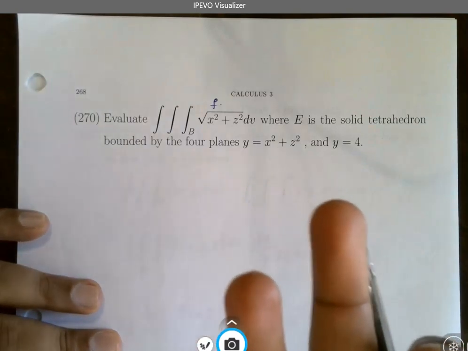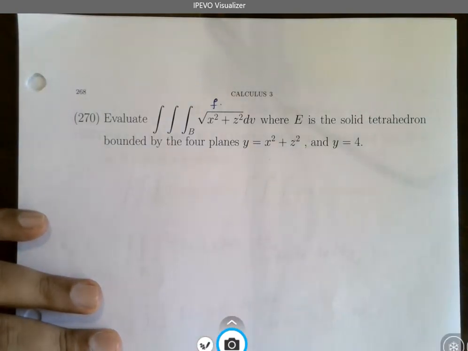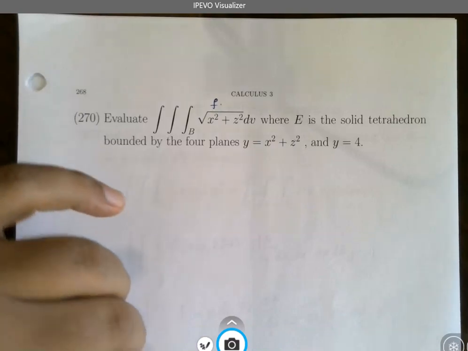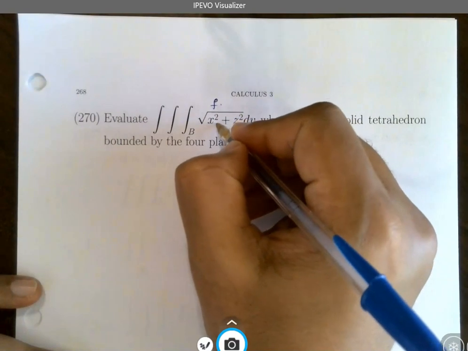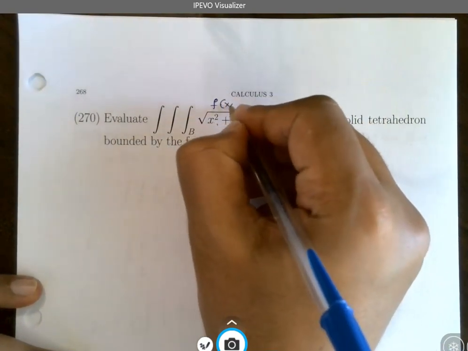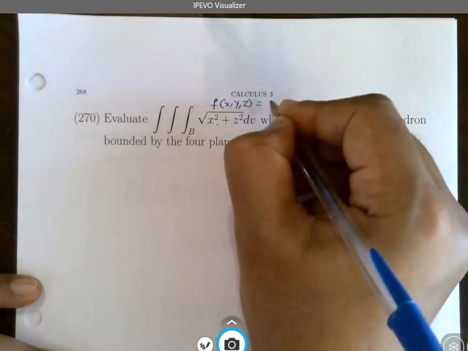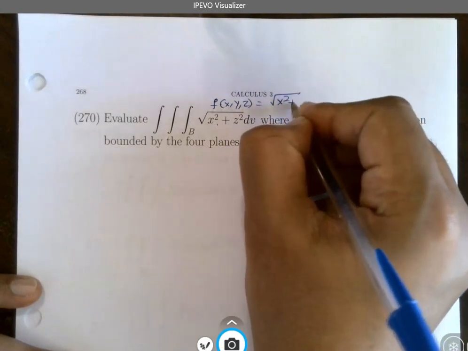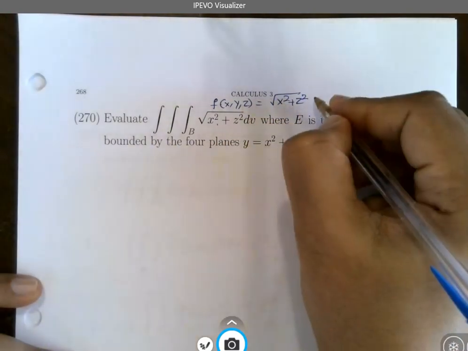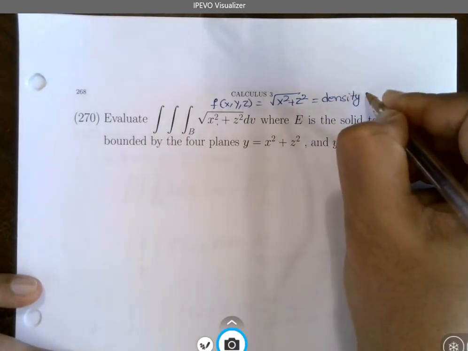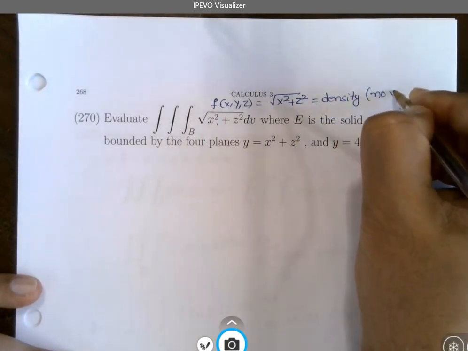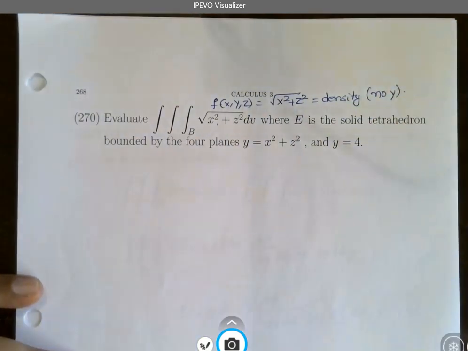This is also an example problem in your textbook, so I'm not doing any path-breaking problem, and I'm not creating a problem on my own. This is the density function. f of x, y, z is the square root of x squared plus z squared. I hope I'm on the screen. Remember, the density function has no y in it. That's one key thing you want to remember.